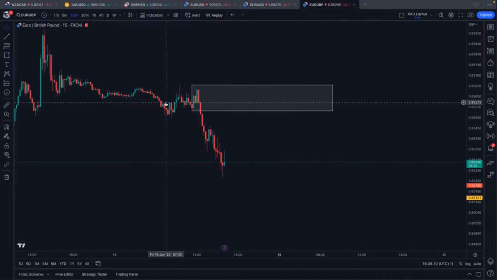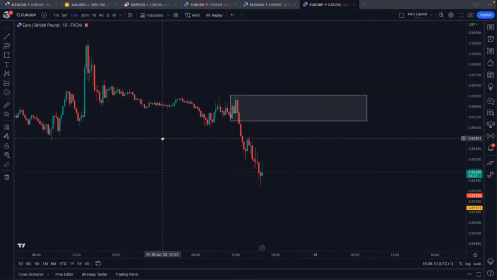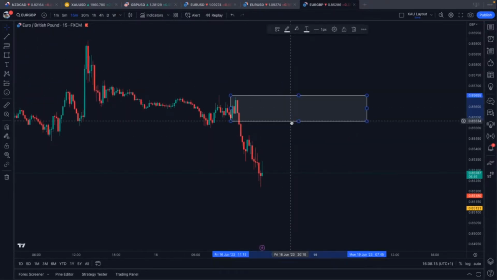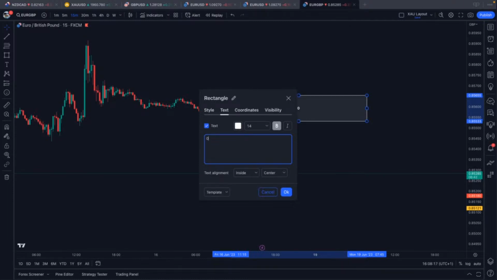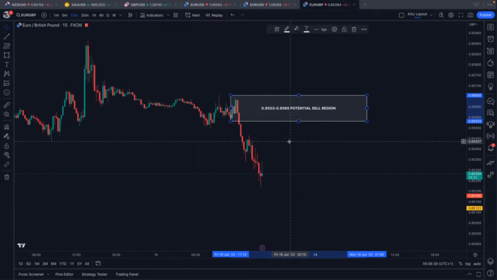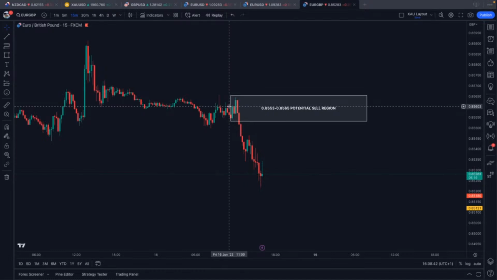Probably go to the 15 minutes just to make it a bit easier to see. I'm going to highlight this area out for you all now as a potential region to sell from. 0.8553 and 0.8565, potential sell region. Perfect. So this is somewhere that we can expect to go short from, yeah?